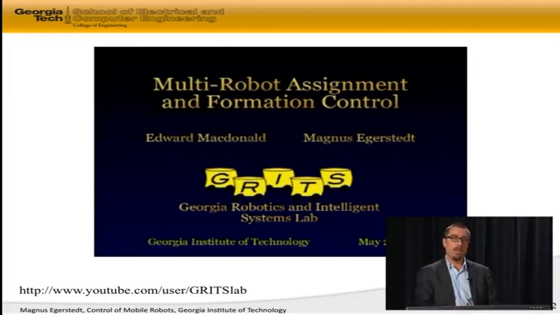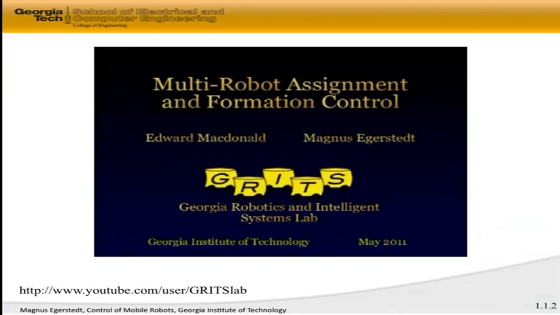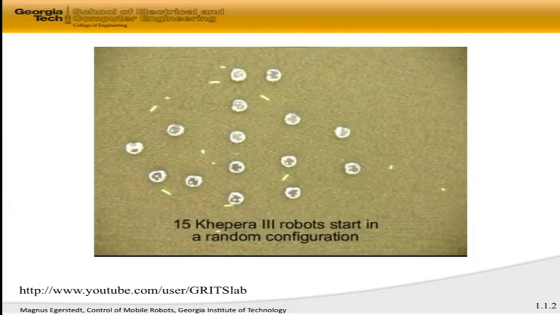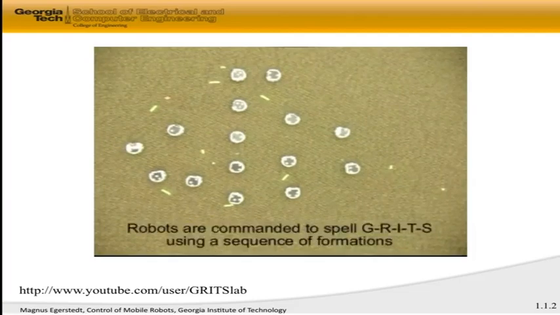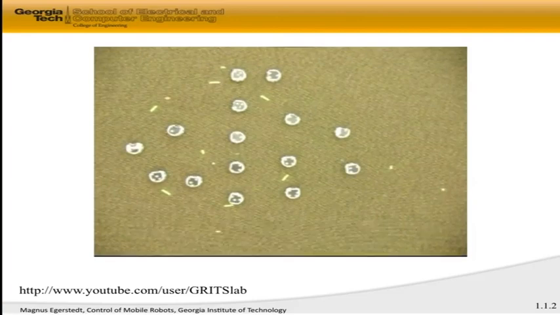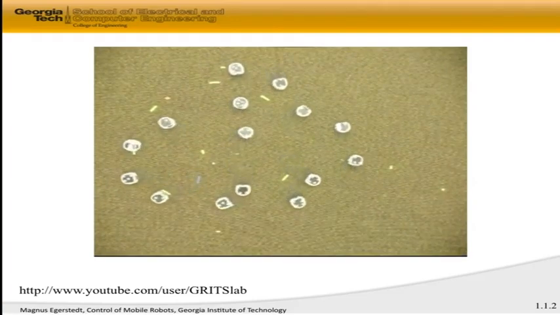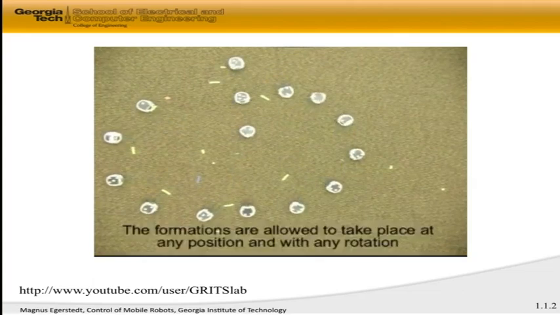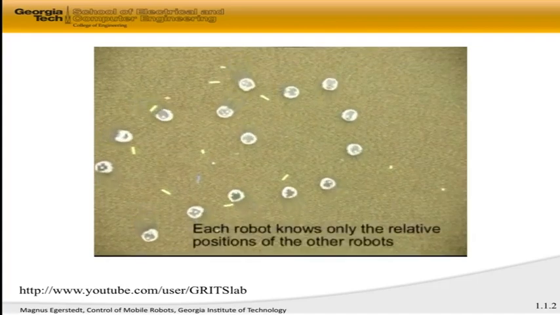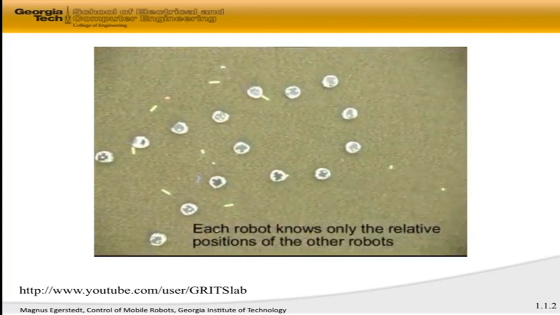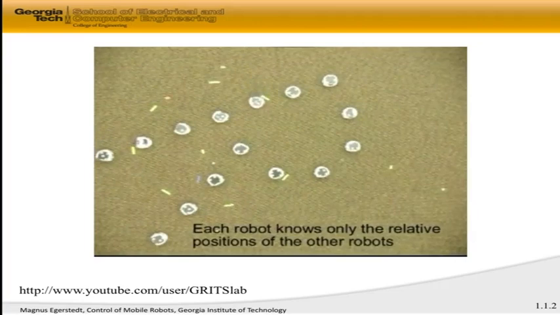So before we start, I want to show a little video that came out of my lab a few years ago. So here, this is an example of swarm robotics. We have 15 robots that have been asked to spell GRITS. And GRITS stands for Georgia Robotics and Intelligence Systems. That's the robotics lab that I'm directing. And these robots have to figure out where they should go in the letter. They need to figure out how they should go there. And they need to figure out how to go there without slamming into each other.